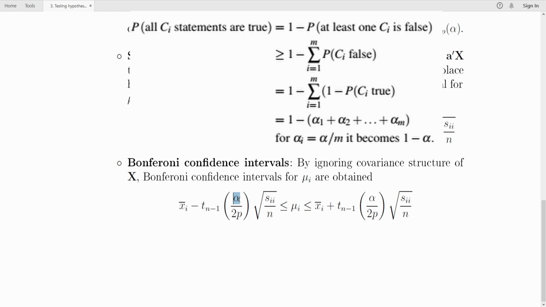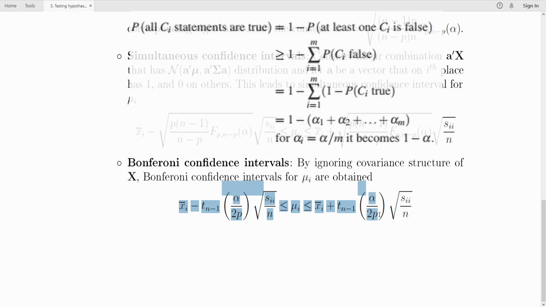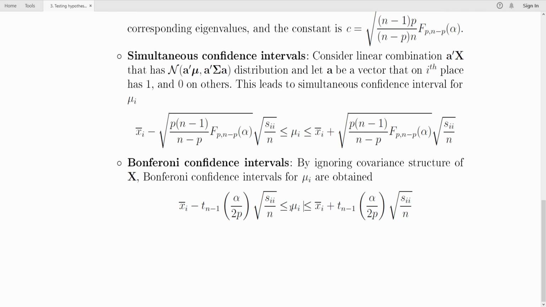But when we choose that alpha_i is, for example, alpha divided by m, then we will have alpha divided by 2m instead of alpha divided by 2, because we want simultaneous confidence intervals. Here we have divided by p because we chose to have m confidence statements, but in our case m is equal to p because we have p variables. For each variable we have a mean, so we have p means. So our m would be equal to p in this case. Our p statements are these for i going from 1 to p, the m statements that I was talking about.